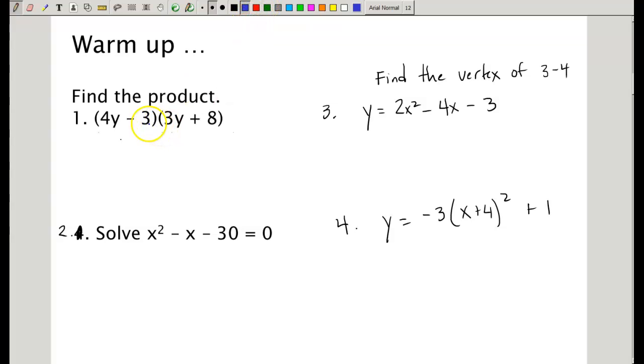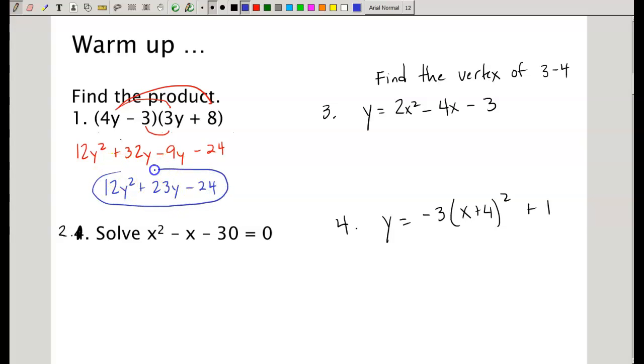Number 1, all you have to do is multiply these things together. We're going to distribute the 4y to the 3y and get 12y squared, the 4y to the 8 to get 32y. Then 3y times 3y gives minus 9y, and then minus 24. We then combine like terms and get 12y squared plus 23y minus 24 as our final answer.